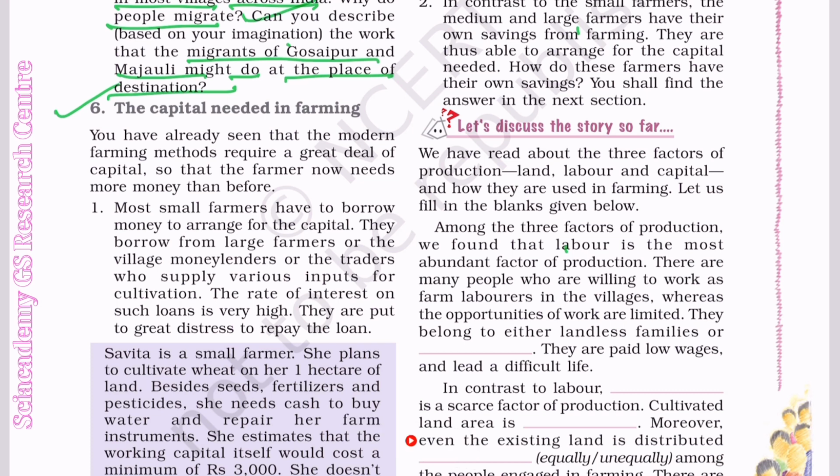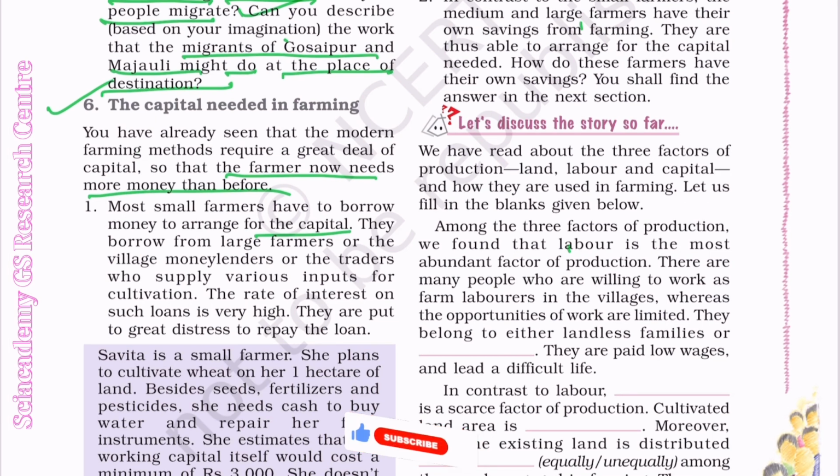6. The capital needed in farming. You have already seen that modern farming methods require a great deal of capital, so the farmer now needs more money than before. First, most small farmers have to borrow money to arrange for capital. They borrow from large farmers, the village moneylenders, or the traders who supply various inputs for cultivation. The rate of interest on such loans is very high. They are put to great distress to repay the loan.